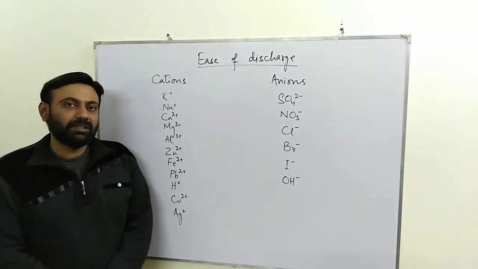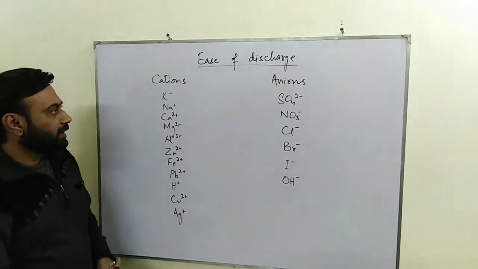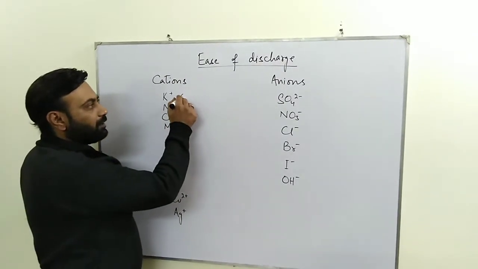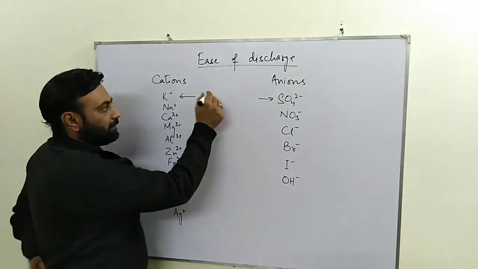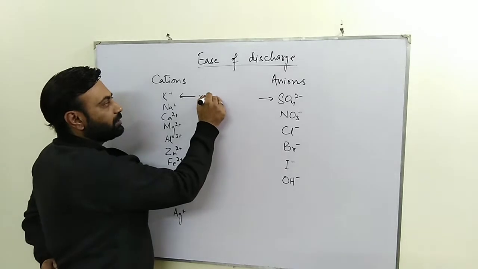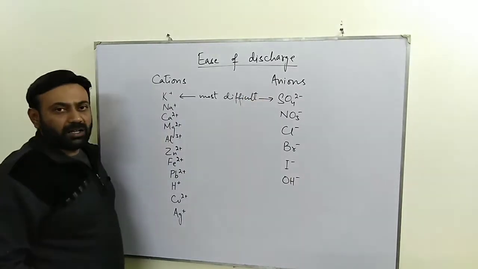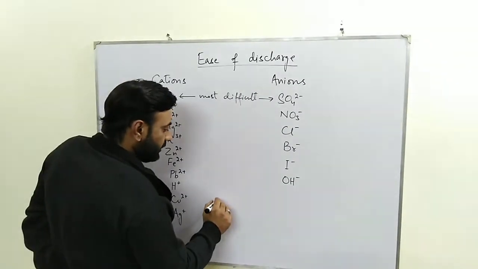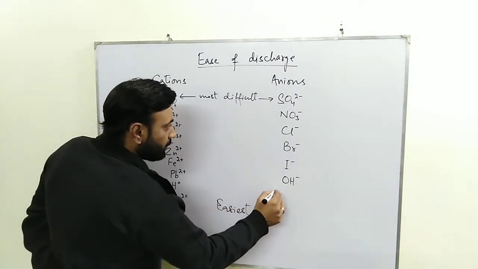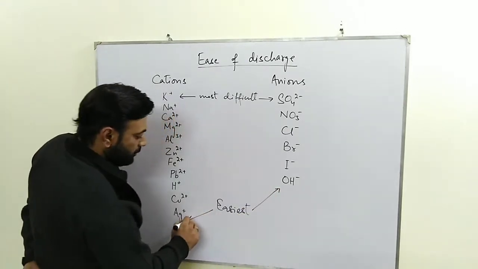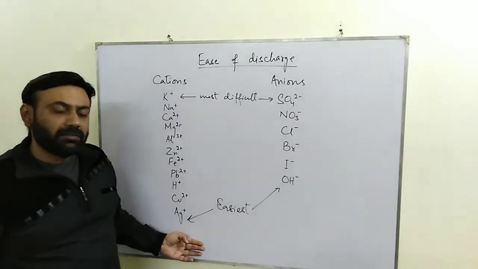So here is the series of ease of discharge of cations and anions. In this series, the ones at the top are the most difficult ones, like potassium, and for anions, sulfate. They are the most difficult ions to discharge, and the ones at the bottom are the easiest. So among anions, hydroxide ions are the easiest to discharge, and among cations, silver ions are the easiest to discharge.